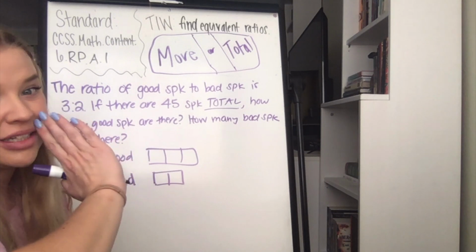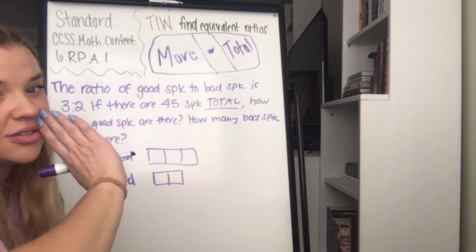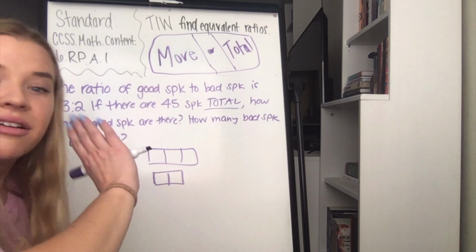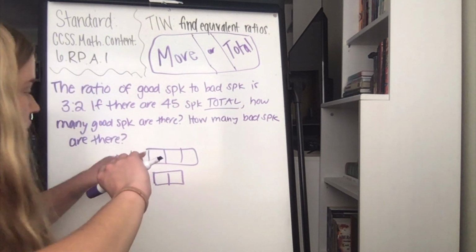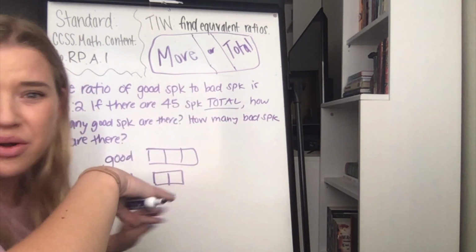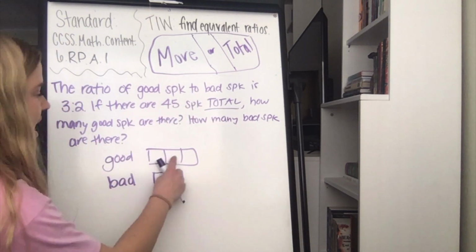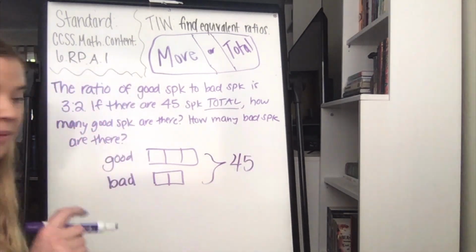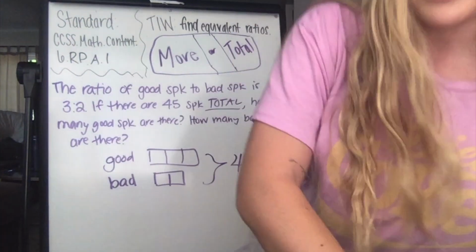Think about what you know about that word total, and I want you to count those boxes and see how many boxes there are. How many total boxes have I drawn on this thing? 5. I've drawn 5 boxes. 1, 2, 3, 4, 5, right? Total implies just counting everything up. So I have 45 total Sour Patch Kids. Both good and bad, I got 45.